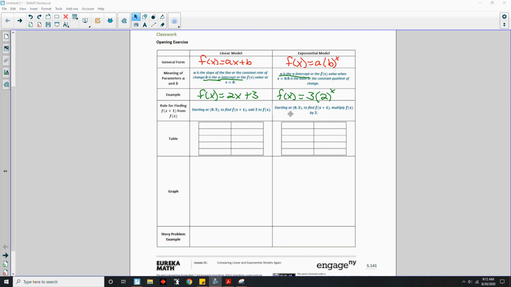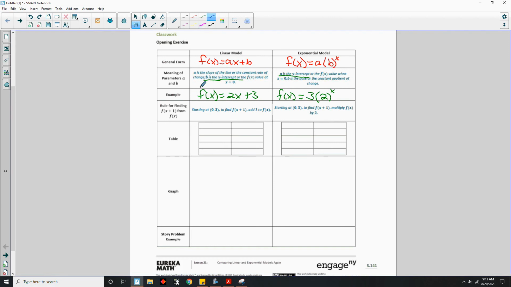In the exponential model, we would again start at the point 0, 3, our y-intercept, and to find f of x plus 1, we're going to multiply f of x by 2. Over here we added 2. Here we're going to multiply by 2. So let's create a table. All right, let's switch to another color here. How about blue?